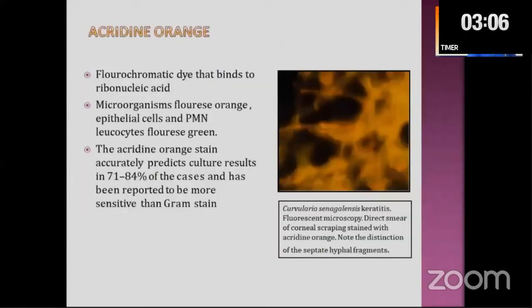The acridine orange is a fluorochromatic dye that binds to the ribonucleic acid. The microorganism fluoresces orange, whereas the epithelial cells and PMN leukocytes fluoresce green. The acridine orange stain accurately predicts the culture results in 71 to 84% of the cases and has been reported to be more sensitive than the Gram stain.